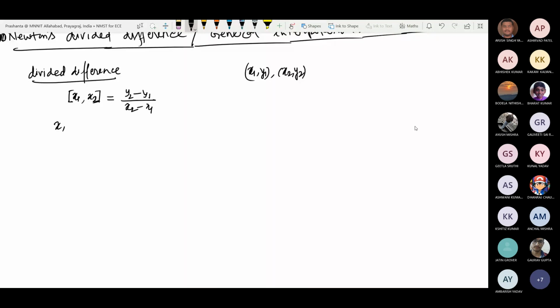So what will this one be? x, x1, where x is any arbitrary data. Then it will be y1 minus y, supposing the value at x is y, by x1 minus x. So this is called the first order divided difference. These are called first order divided differences.